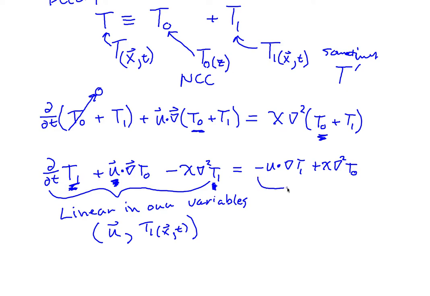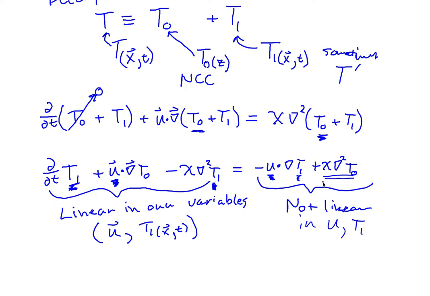Now these terms on the right-hand side are not linear in u and T1. The advection term is nonlinear. It has two occurrences of u and T1. We call that a quadratic nonlinearity. But this term is also not linear. This chi del squared T0 is not linear because neither T1 nor u appear in it. It's just some constant-in-time heating term within our system.